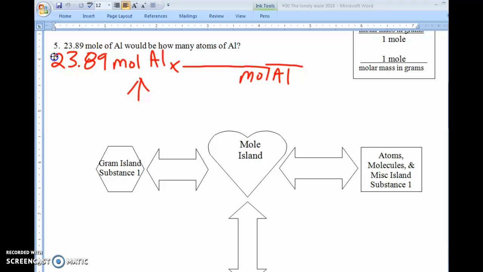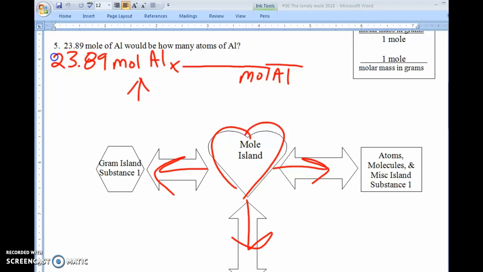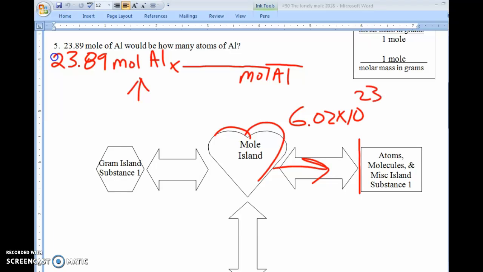So now we're on Mole Island. We have a couple different ways that we can go. We just have to figure out which way that we need to go. And this problem wants us to go to atoms. So it's not this way, it's not this way, it's over to Atom Island. And to use that, we go to 6.02 times 10 to the 23rd. That is the bridge to go over to this island. So we can go from moles to atoms.